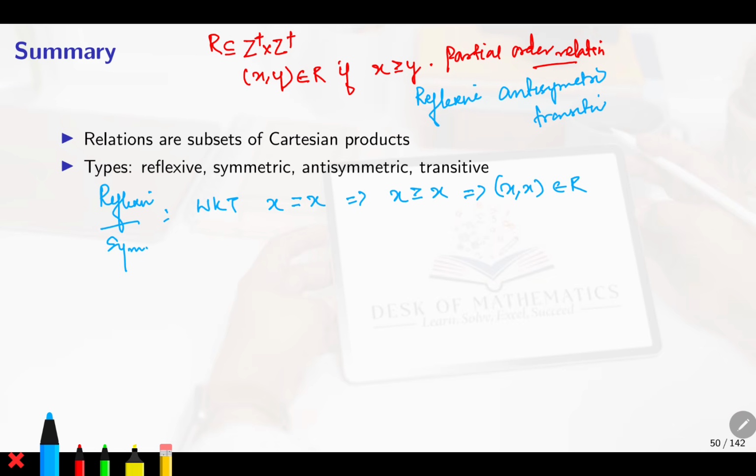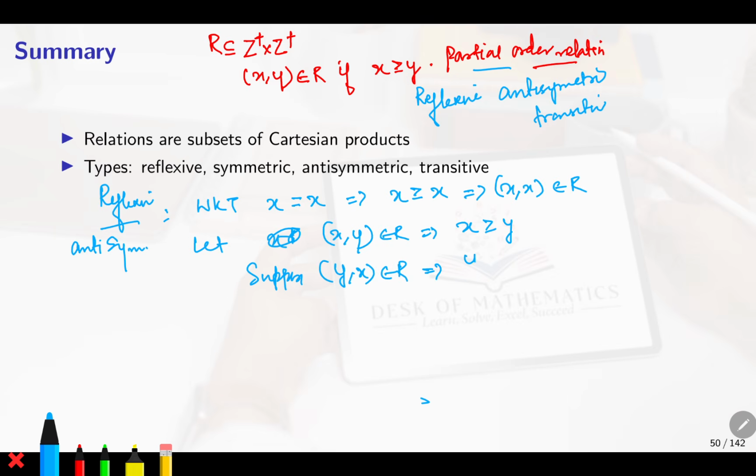Now antisymmetric. Sorry, it is not symmetric, because we have to show partial order. So let x be related to y in R. That means x is greater than or equal to y. Suppose y is also related to x. So that means y is greater than or equal to x. So from the first and second, x is greater than or equal to y, which is greater than or equal to x. So that means x is equal to y. So the symmetric property only holds when x is equal to y. So this is antisymmetric. Yes or no?